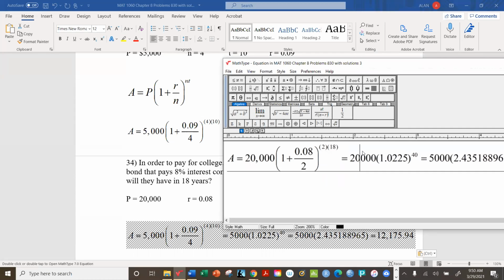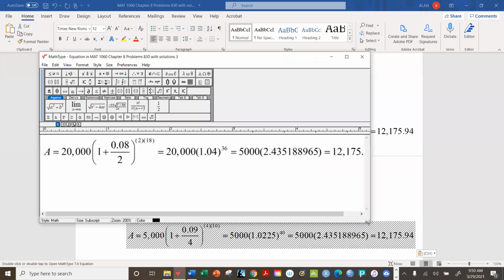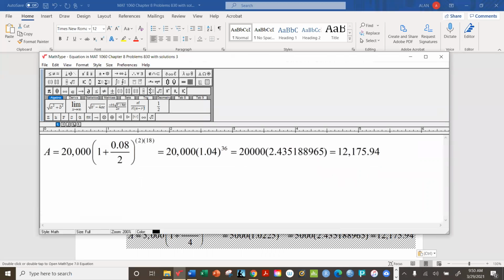So 20,000. And here we have 1.04 to the 36th power. 1.04 to the 36th power is approximately equal to 4.10393255. That's good enough. And then when we multiply that by 20,000, we'll get our answer, which is 82,078.65. Perfect.